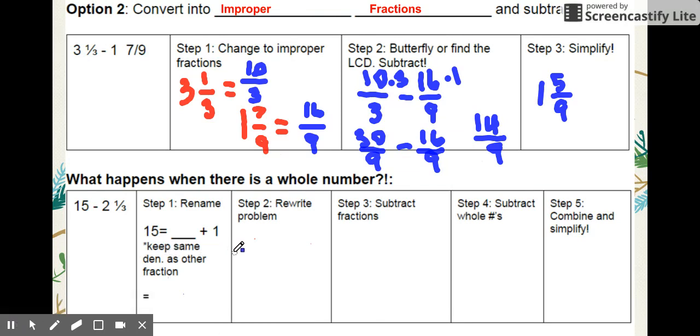So this last little section is the hardest part, and it's what happens when there's a whole number. So here you see 15 minus 2 and 1/3. And this makes sense, but it is confusing at first. And so the first step you have to do is to rename it. You have to turn 15 into a fraction, and more than that, you have to turn it into a mixed number. So you have to make this a whole number with a fraction next to it. So you have to break it down, and you have to think, what number plus 1 equals 15? And so that's pretty simple. 14 plus 1 equals 15. So your whole number now is going to be 14. All you do is take the number they give you and subtract 1 from it.